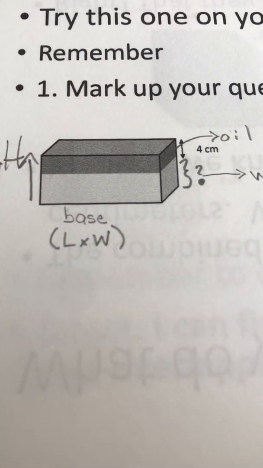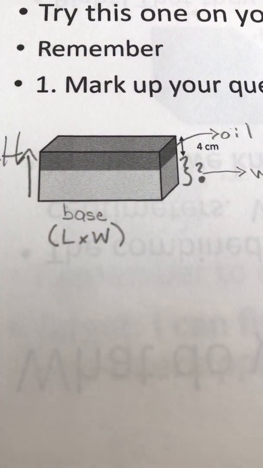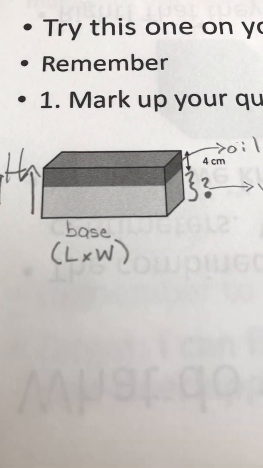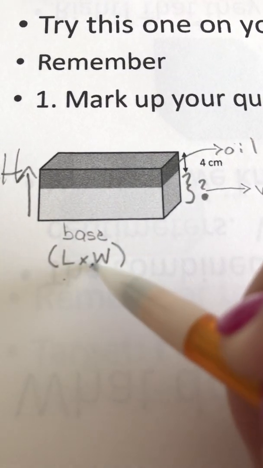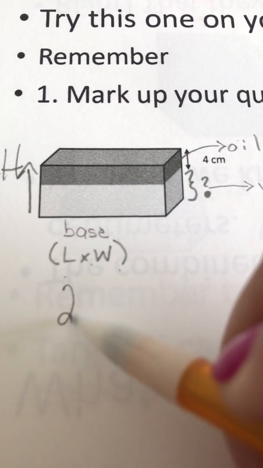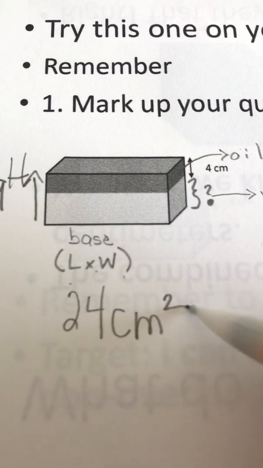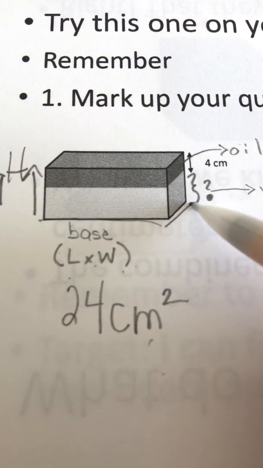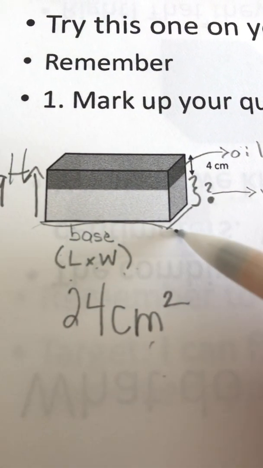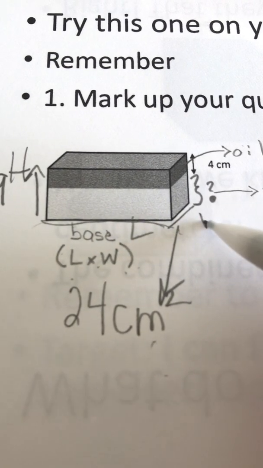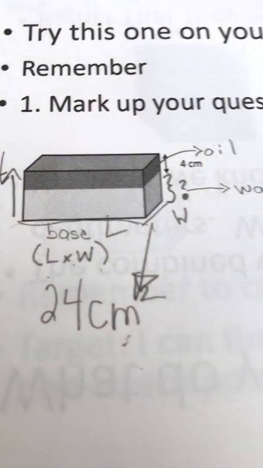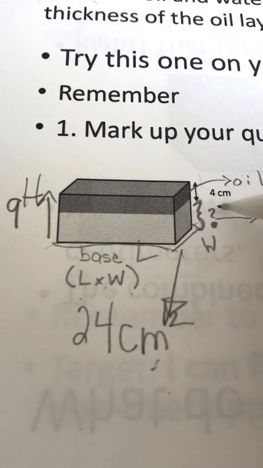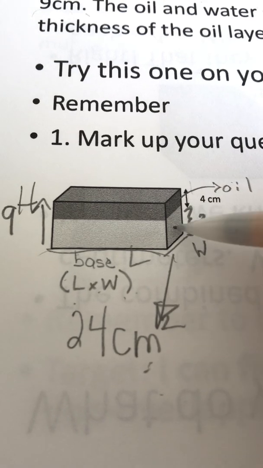Don't forget now, they told you the area was 24 centimeters squared. That would be the length and the width. Remember, the base equals the length times the width. And if they gave you 24 centimeters squared, they already figured out the length times the width. So they already told you the length and the width was already 24 centimeters squared. Now on this side over here, I've got this little squiggly with the little question mark. This is what they want to know.